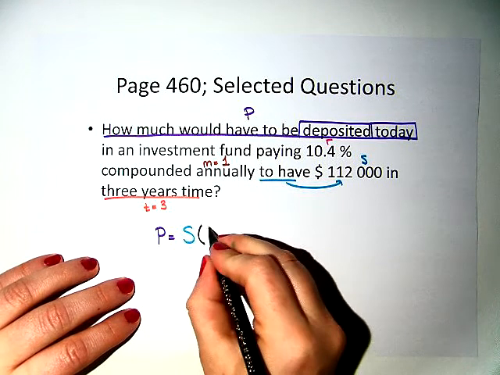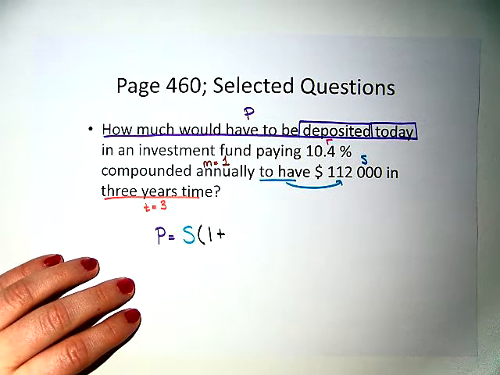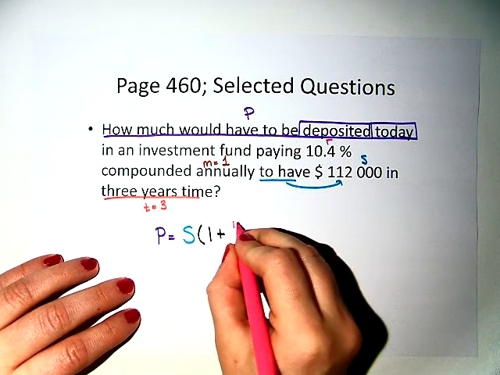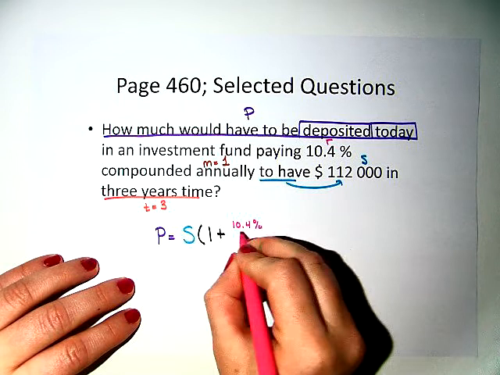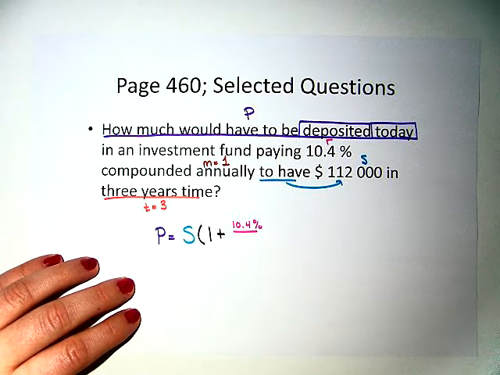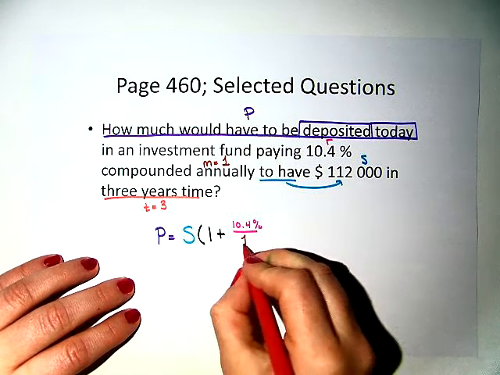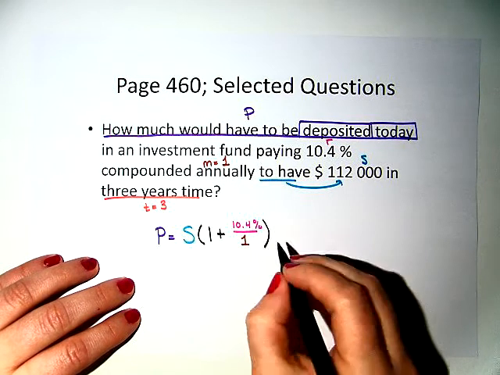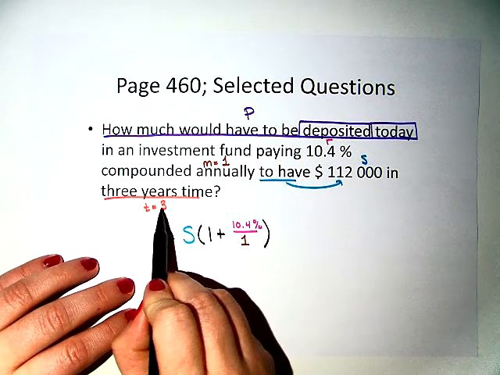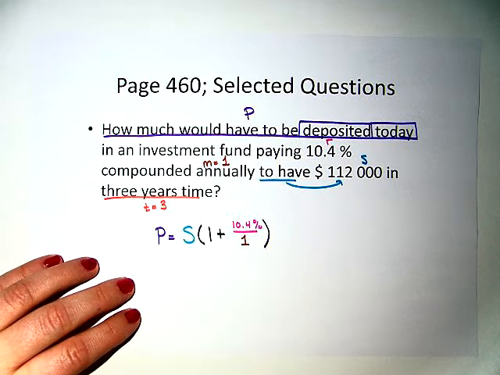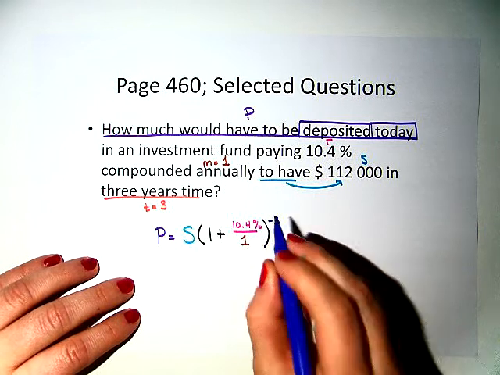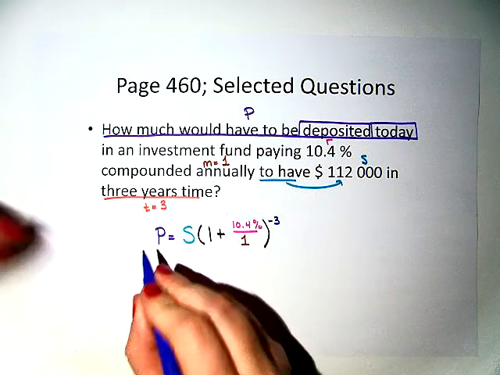1 plus, now remember our I is the rate divided by the M. So our rate is 10.4%, and we're dividing that by our M, and in this case our M is 1. And all of this is raised to the N. Okay, the N is T times M, or 3 times 1. So the N is 3. Negative 3, because in this case the N goes negative when you're looking for P.